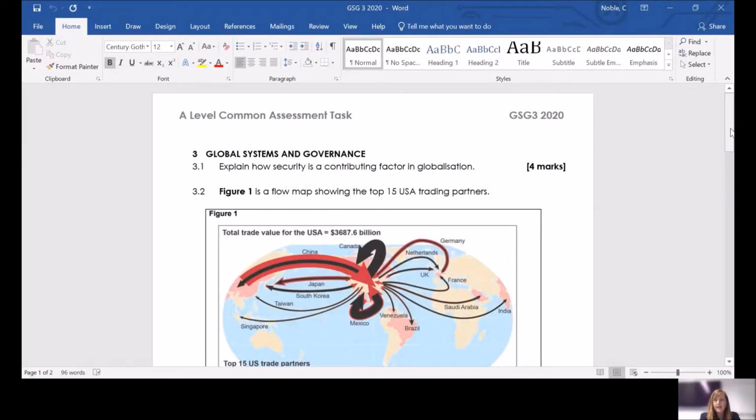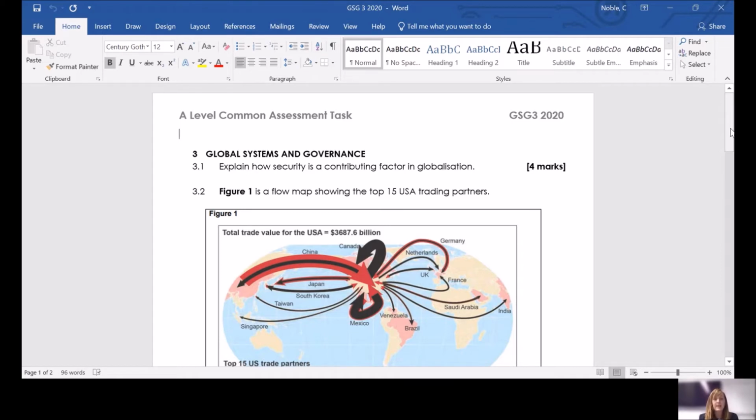So your CAT this week is based on global systems and governance, and I just want to give you some pointers as to how you might go about answering the three questions. The first one is a 4-mark question that asks you how security is a contributing factor in globalization. So you need to be considering how either improved security or changes to security may have affected the interconnection of countries. You know, how has that contributed to the process of globalization, which we know is linked to interconnection.